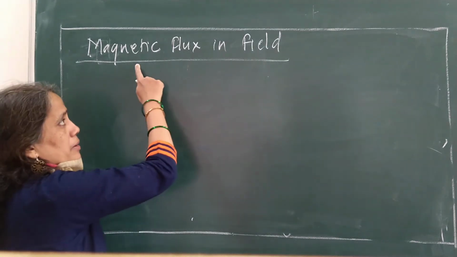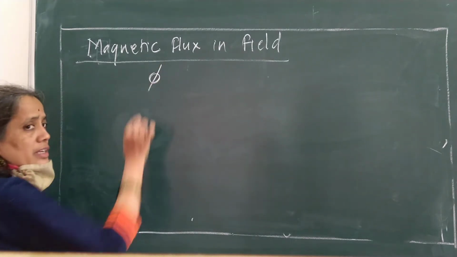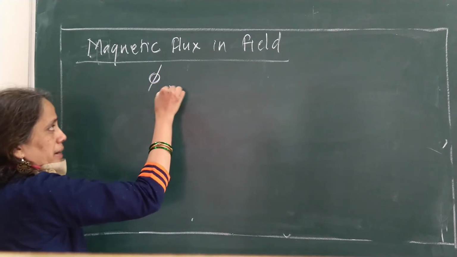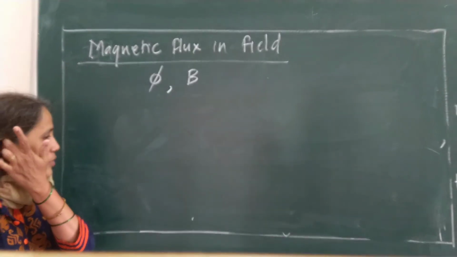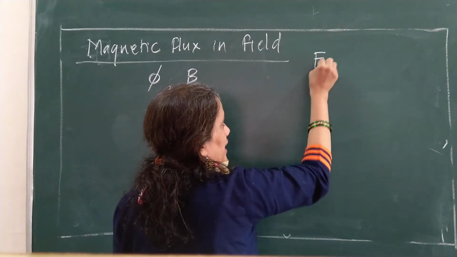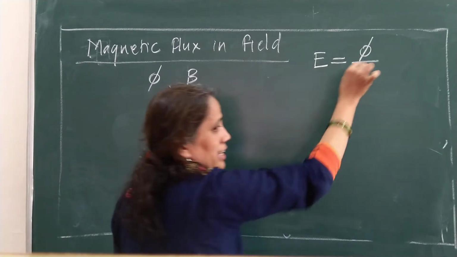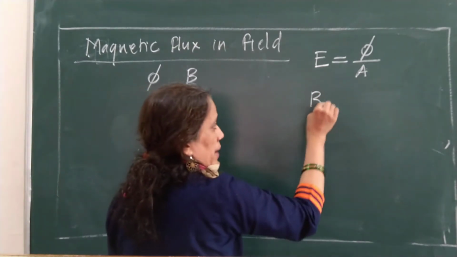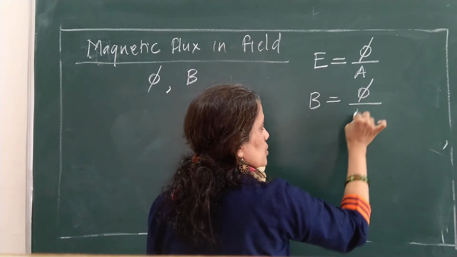Now we are going to consider magnetic flux in the field. Now, what is magnetic flux? Magnetic flux is phi. From that magnetic flux we can get the magnetic field. And in 11th standard, you have seen electric flux. In that electric flux, we have seen that electric intensity E can be defined as electric flux per unit area. So in consequence with that, I can write down magnetic field or magnetic induction is defined as magnetic flux per unit area.